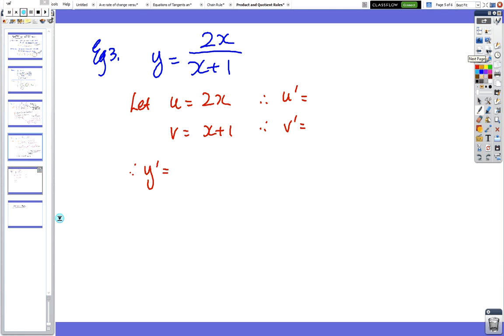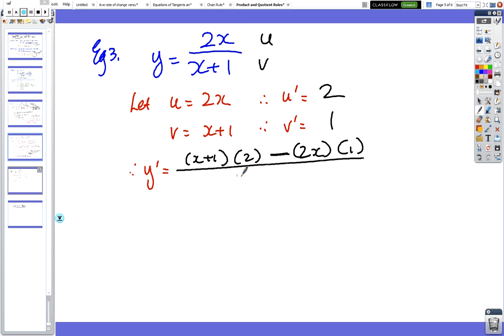Okay, so we're going to look at a couple of quotients. So the top line is u, the bottom line is v. So u dash is 2, v dash is 1. Now, you have to know what is first. It's going to be v times u dash, and it's a minus in between, u times v dash, over v squared.